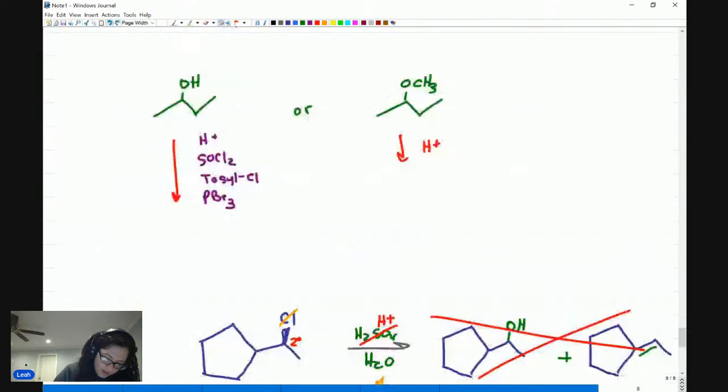I don't know why it went all the way up there. Let's go to the new page. Let's do the mechanism here step by step.